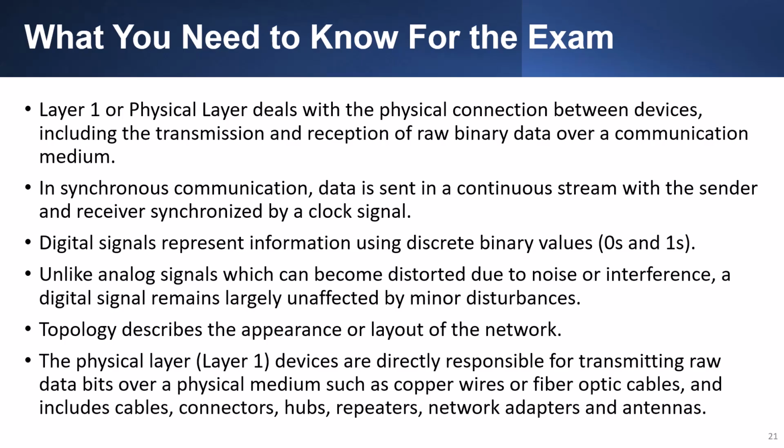Topology describes the appearance or layout of the network. The physical layer, Layer 1, devices are directly responsible for transmitting raw data bits over a physical medium such as copper wires or fiber optic cables, and include cables, connectors, hubs, repeaters, network adapters, and antennas.